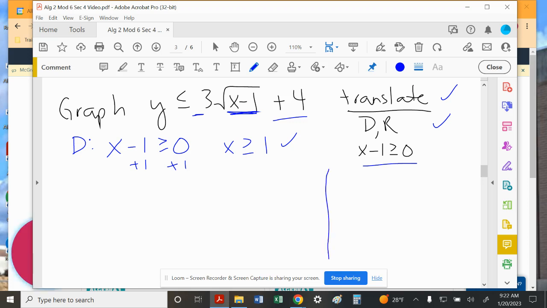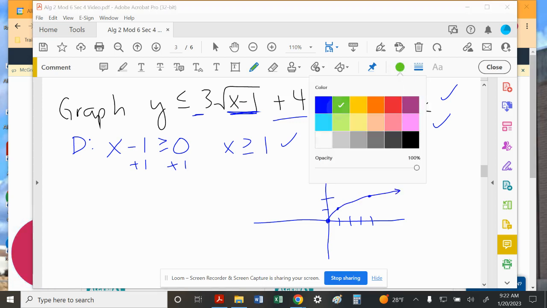We know that the original function looks something like this. It starts off at 0, 0. It goes up to 1, 1. It goes up to 4, 2. And it looks like a parabola on its side that does something like that. That would be the original equation.